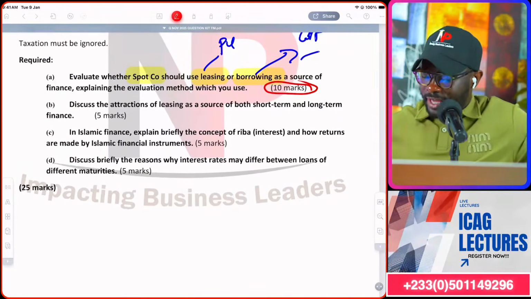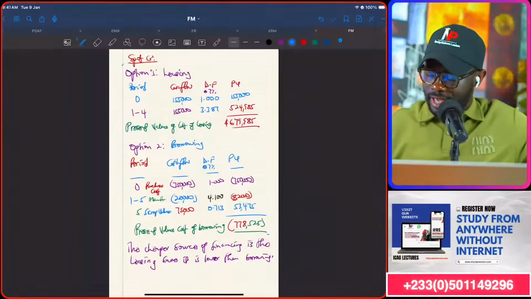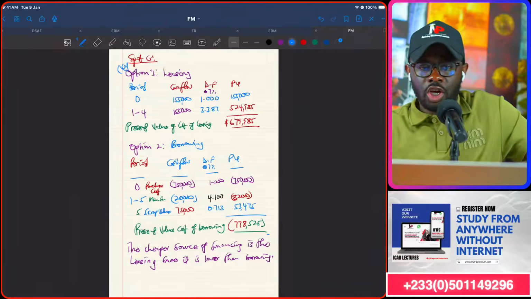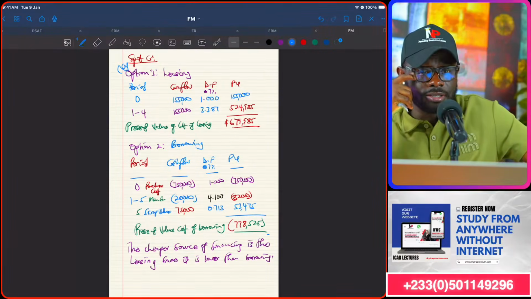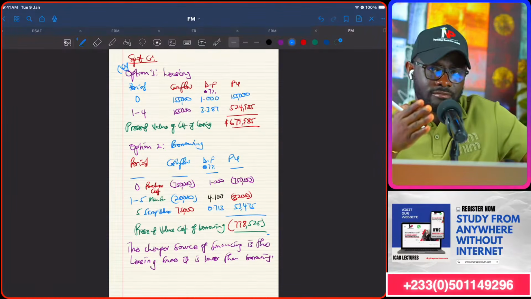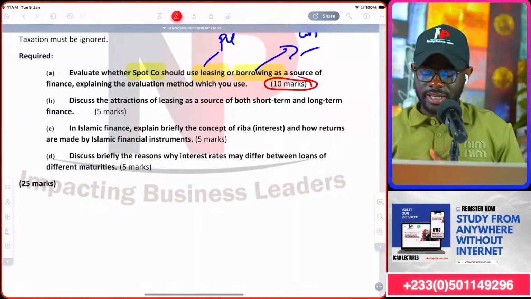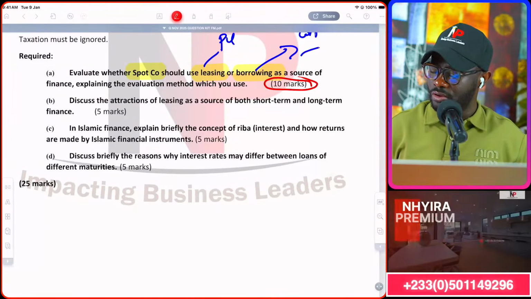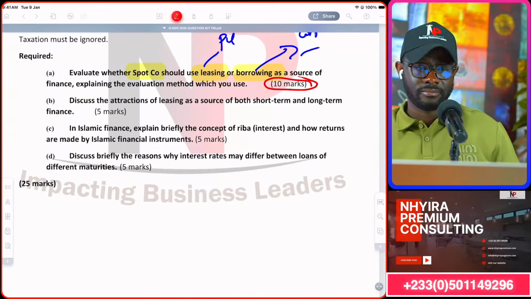So again, it's under financing decision, right? So that's A aspect of the question. Should we lease or borrow to buy the asset? That's the idea there. Okay. Then we go to the B aspect. It says, discuss the attractions of leasing as a source of finance, both short-term and long-term.